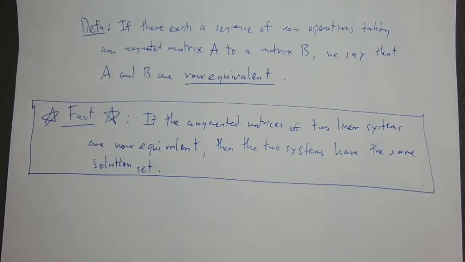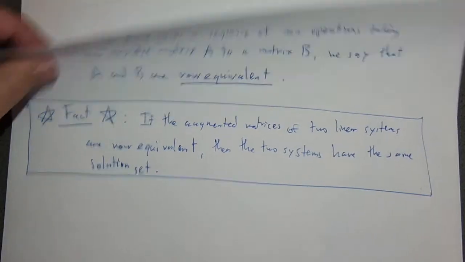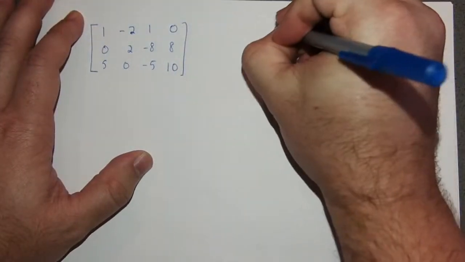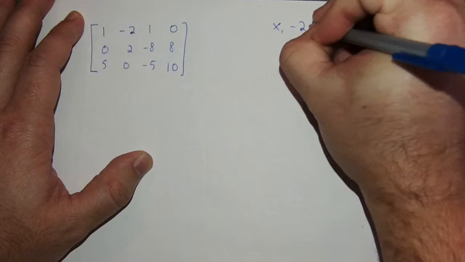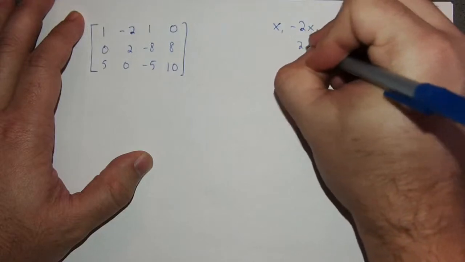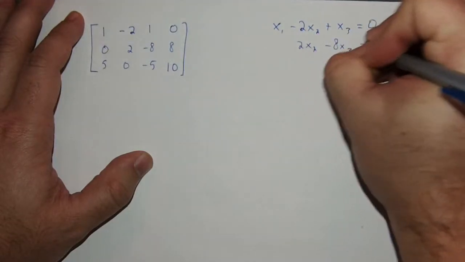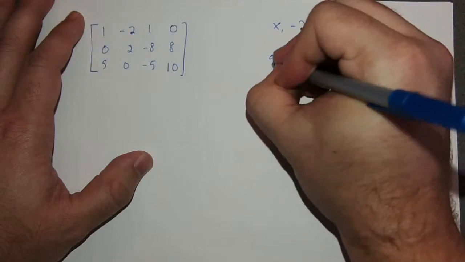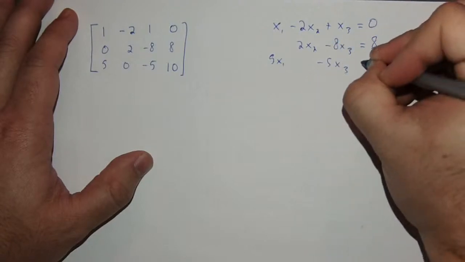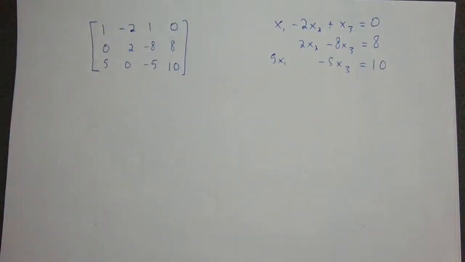So going back, this is what we have. This corresponds to the system that I'll write out once more here at the top: x sub 1 minus 2 x sub 2 plus x sub 3 is equal to 0. 2 x sub 2 minus 8 x sub 3 is equal to 8. And 5 x sub 1 minus 5 x sub 3 is equal to 10. That is the system that this augmented matrix corresponds to.